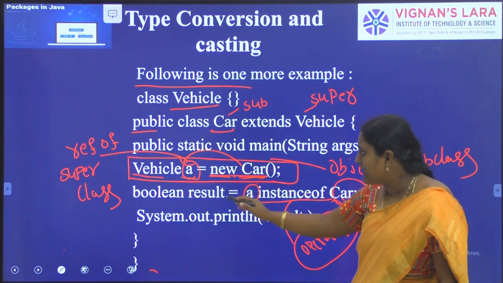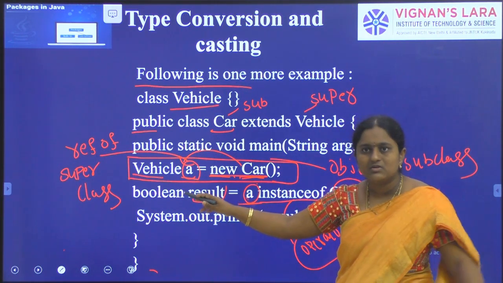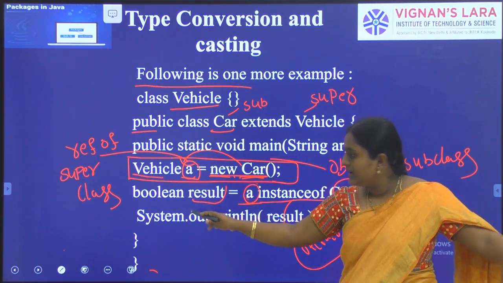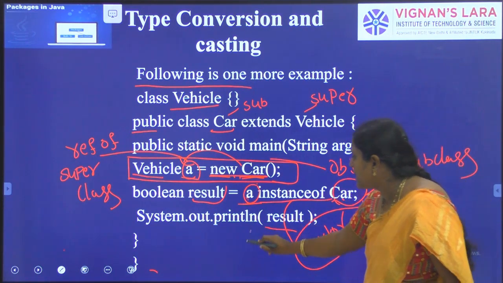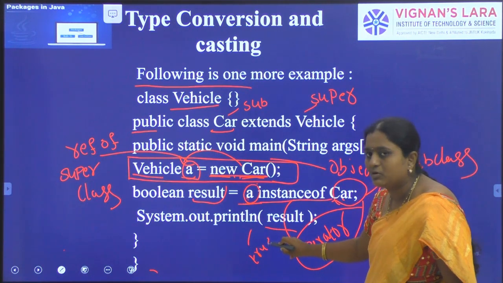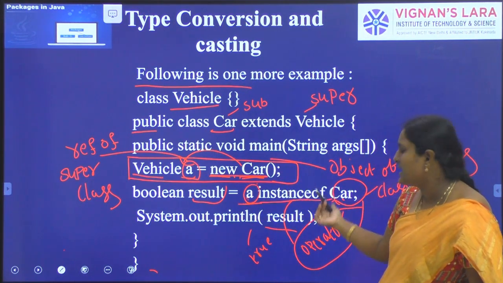Yes. So our result can be stored in the Boolean data type. Here System.out.println(result). What is the output of this program? True, because A belongs to the particular class Car.